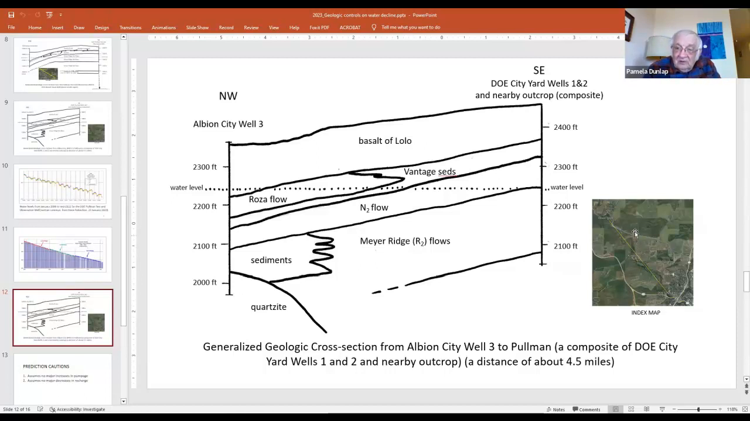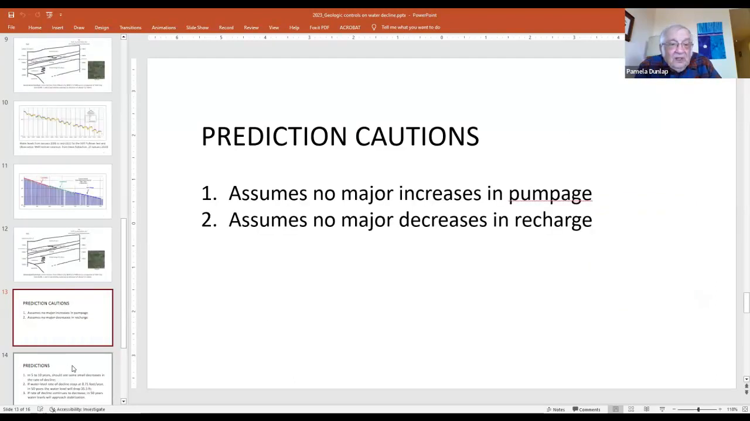Looking at my model, looking at all the pieces and parts, as I call it, this is something that I believe is happening, that this area is controlling the discharge. Now, I'm going to stick to that argument. I'm going to make a couple of predictions. You just remember, just a couple of cautions.